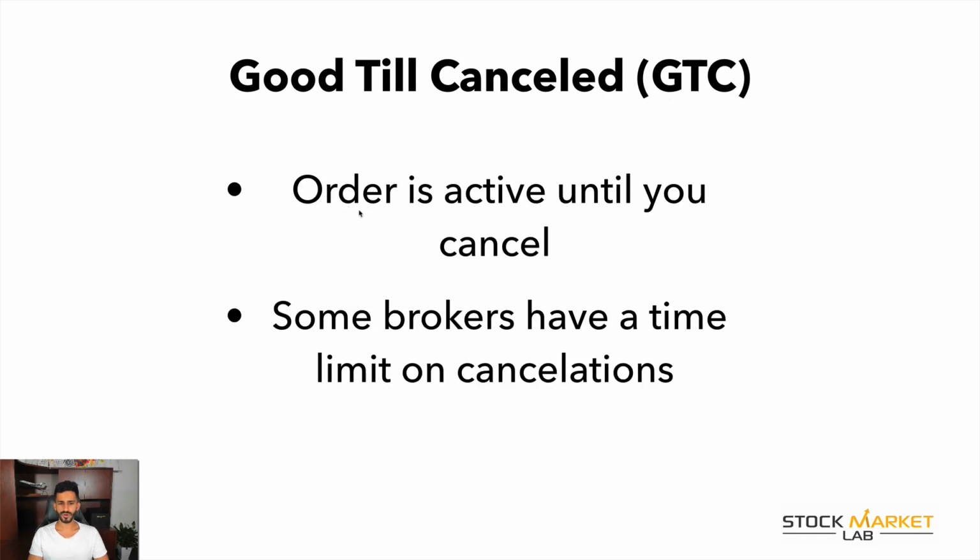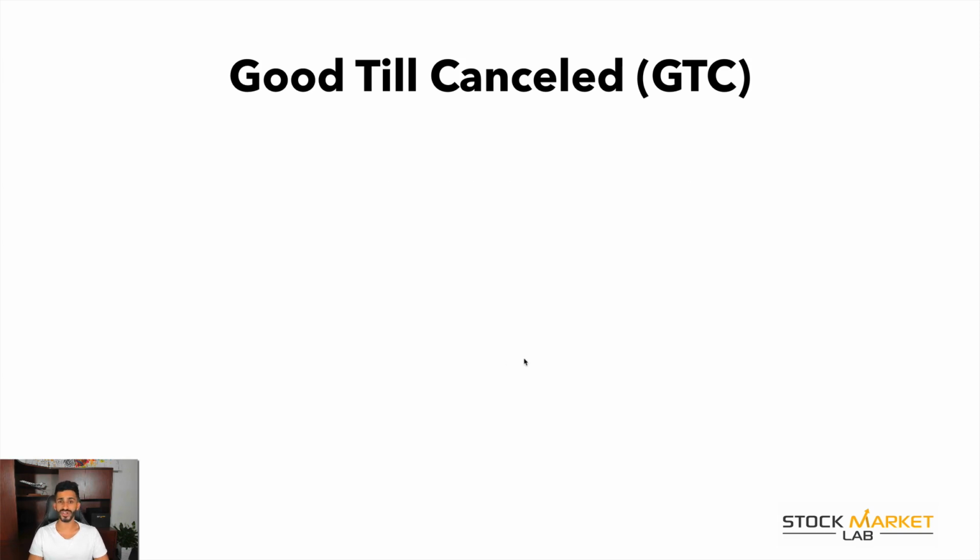A good till cancel order is an order that is active until you cancel it. Some brokers have a time limit on cancellation, so obviously it's not going to be open forever, which it should not be. It may be open for 90 days, maybe 2 months depending on your broker, sometimes 30 days depending on the broker you're using.